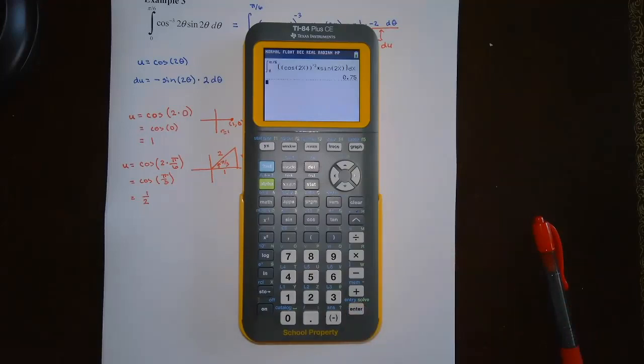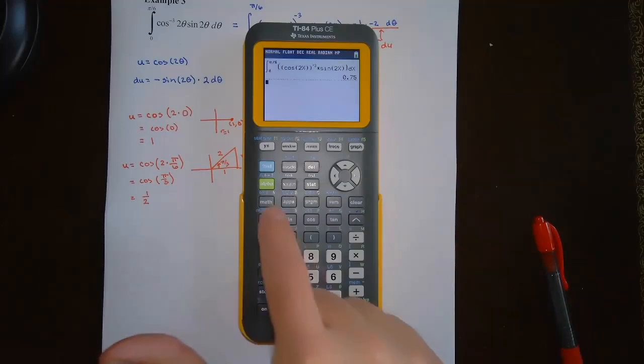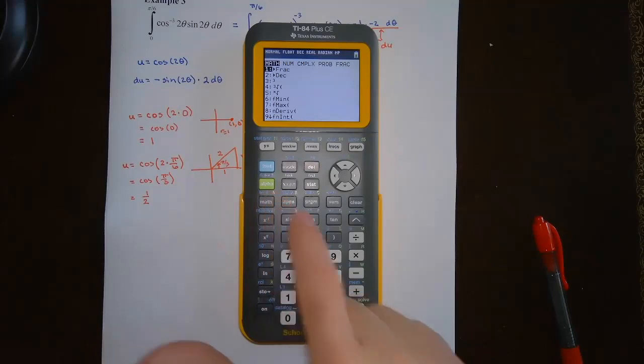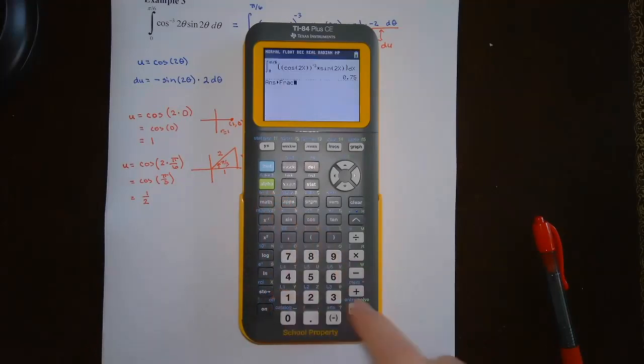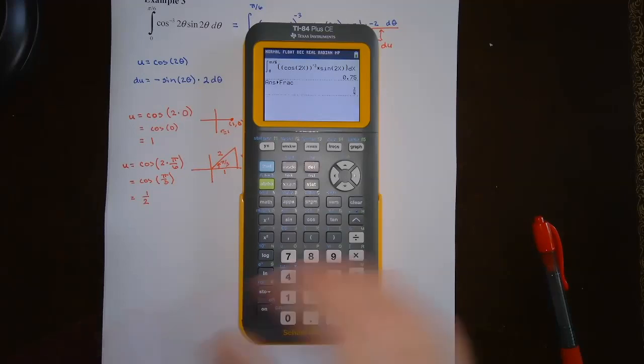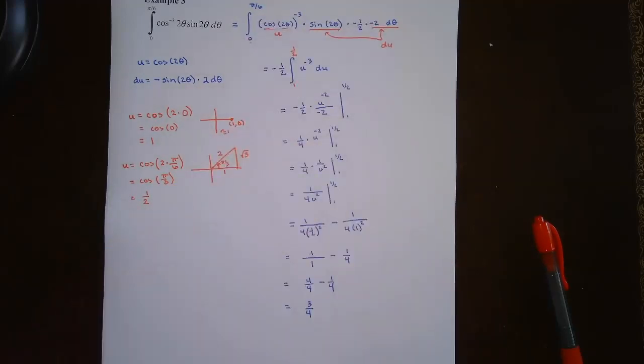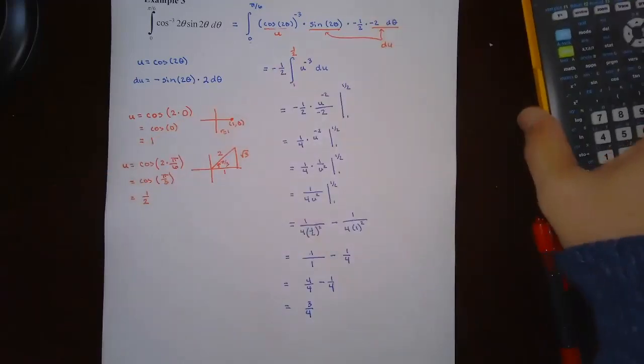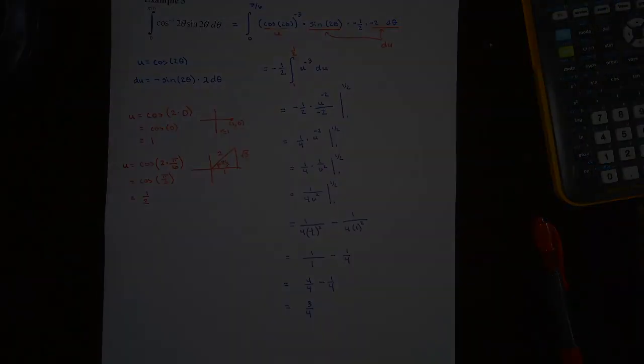And we should get 0.75, which if you press math, you can change it to a fraction and it gives us 3/4. The answer is a fraction, which is exactly what we got on our answer. Okay, so that's how you do example 3.